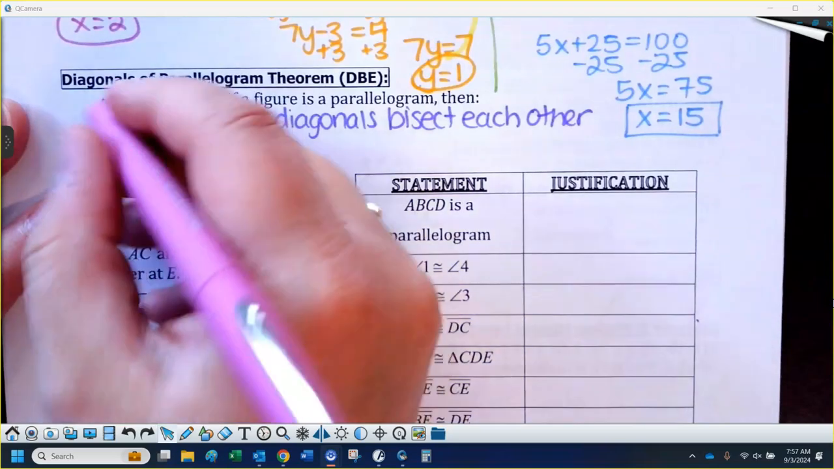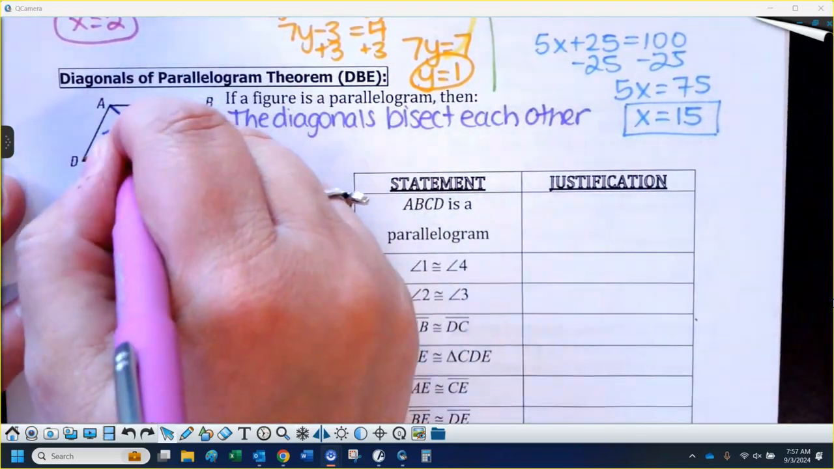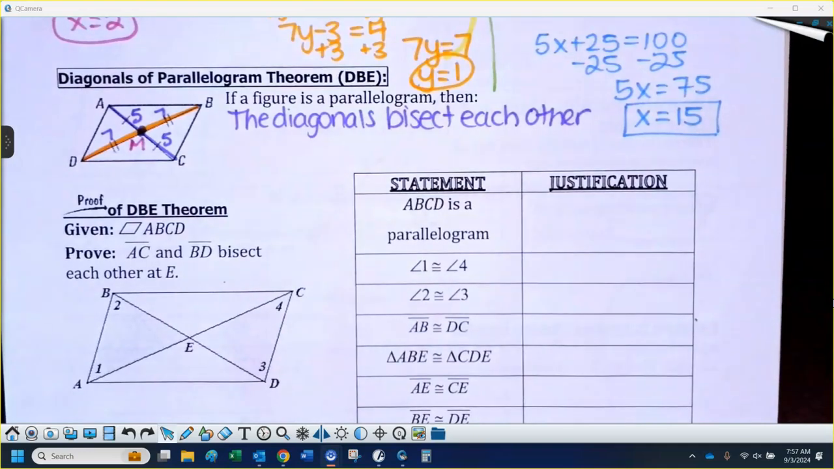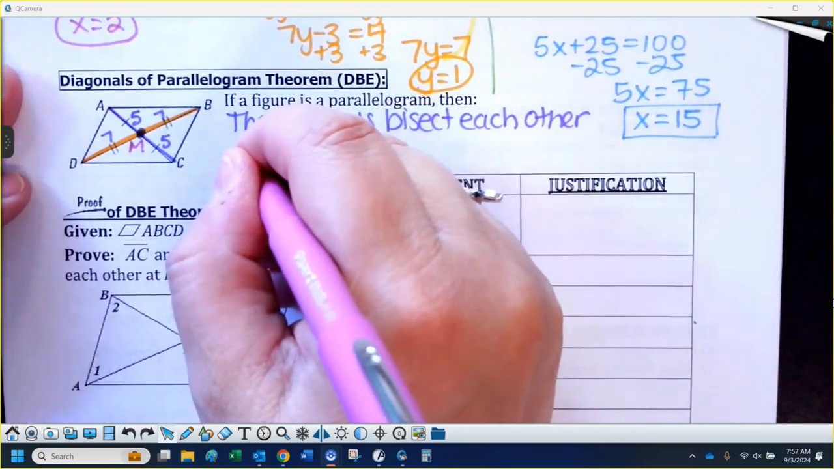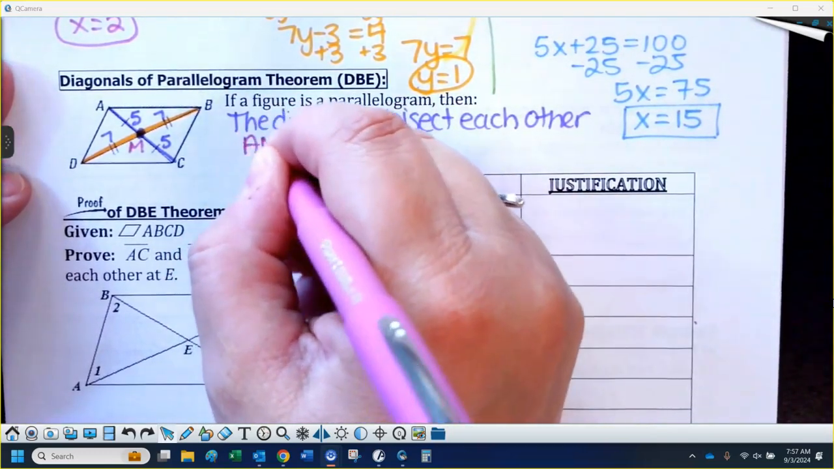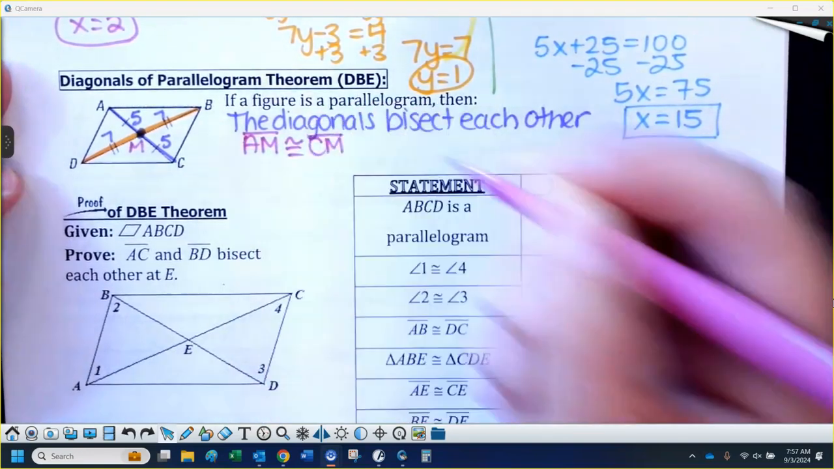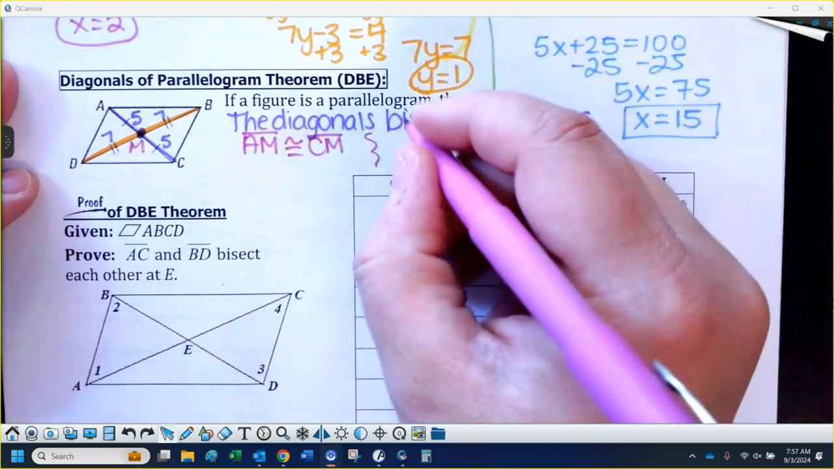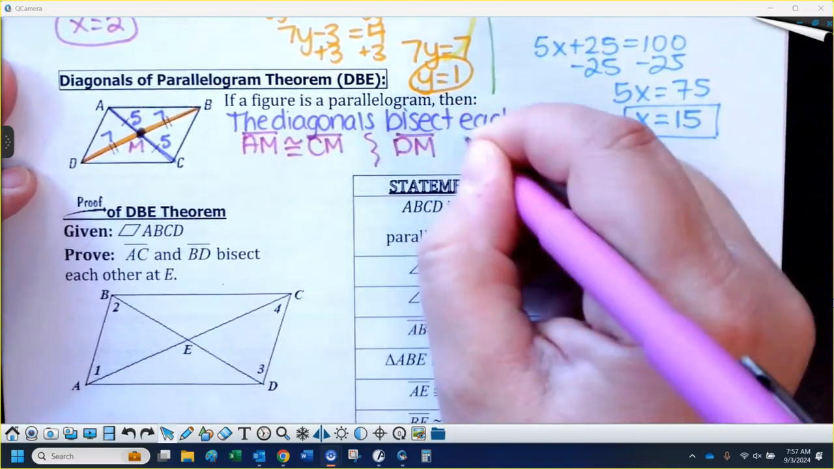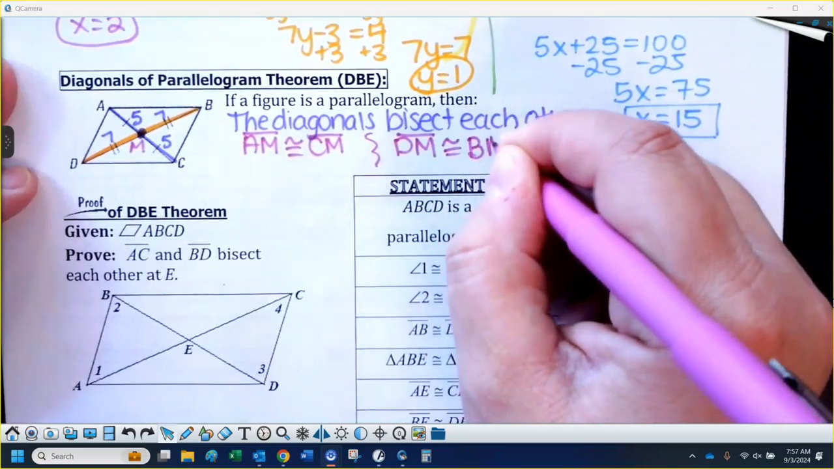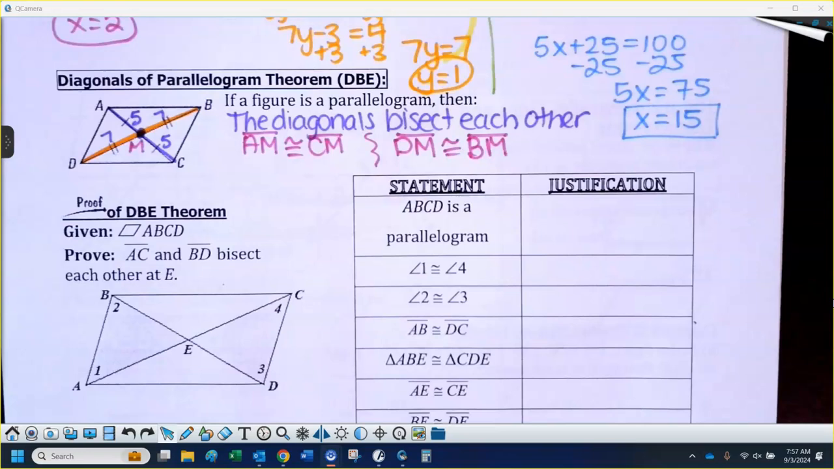Let me write a little M on this. I'm choosing the letter M because that would be the midpoint of both of those segments. The segment from A to M, that midpoint, would be congruent to the segment C to M. Similarly, the segment from D to M would be congruent to the segment from B to M. You'll see the diagonals bisect each other. The key is they share the same midpoint. We're going to use that a little more in the homework assignment today.